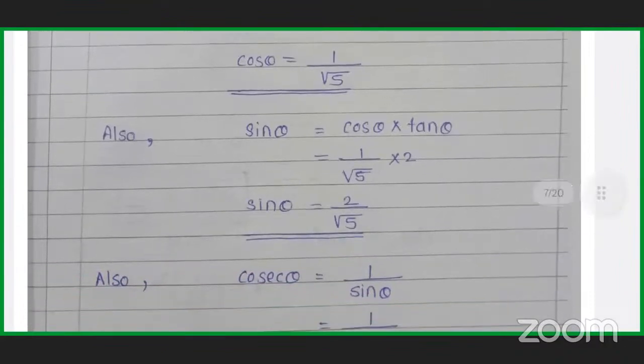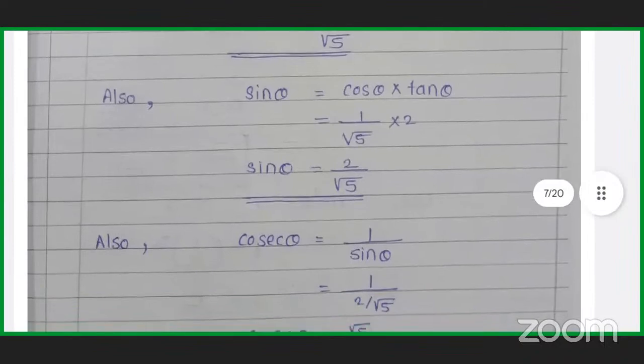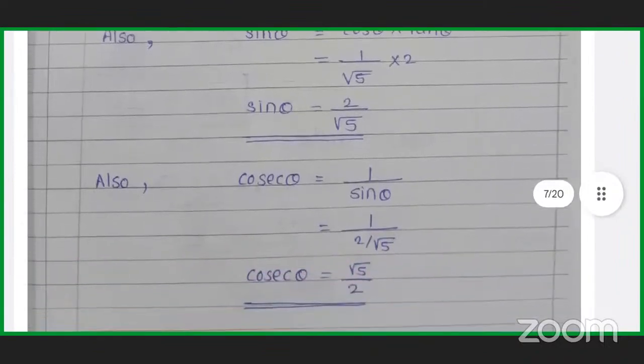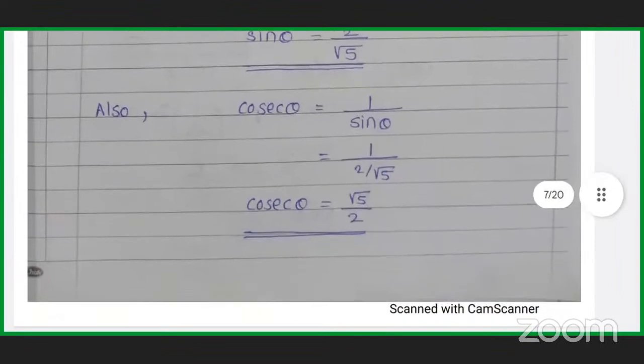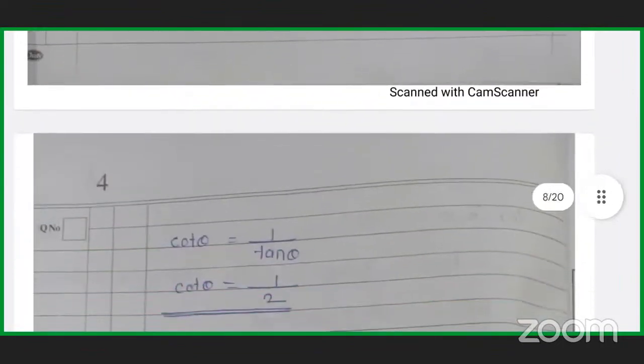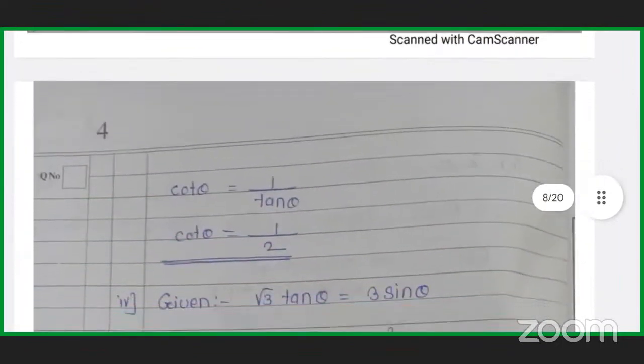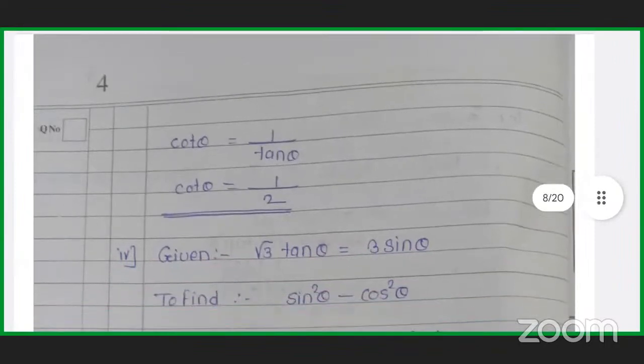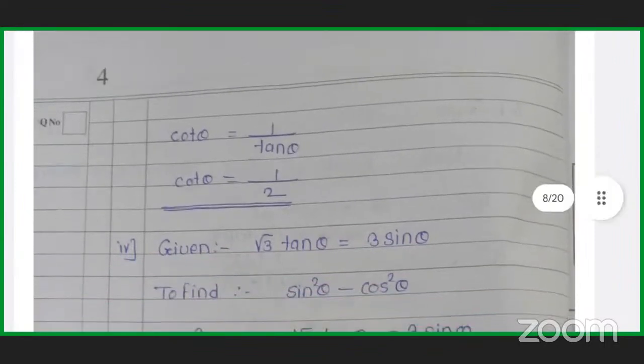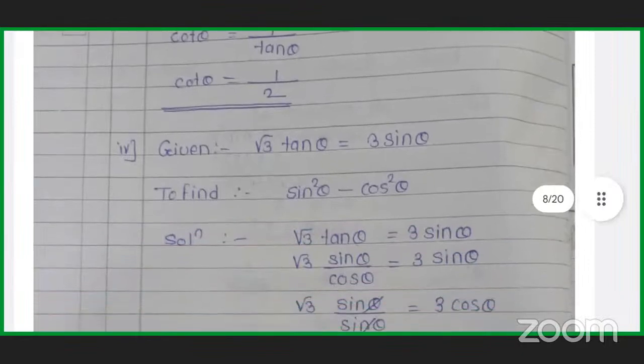Then cosec theta is nothing but 1 upon sine theta. That is, we have to find out the value of cosec theta, root 5 upon 2. And last, cot theta is nothing but 1 upon tan theta. So what is the value of cot theta? 1 upon 2. Then we have to just focus on the fourth question.